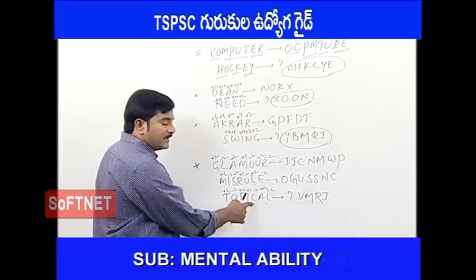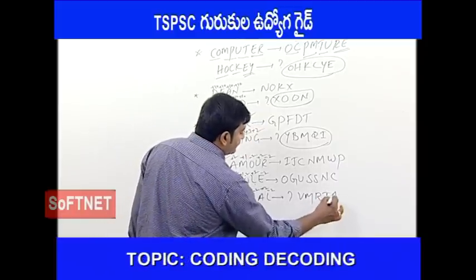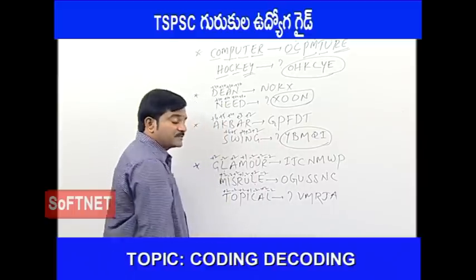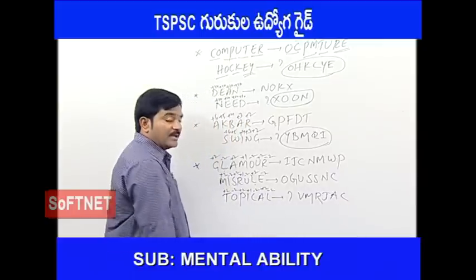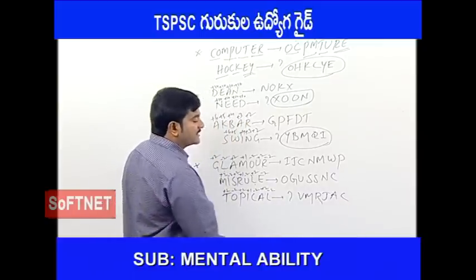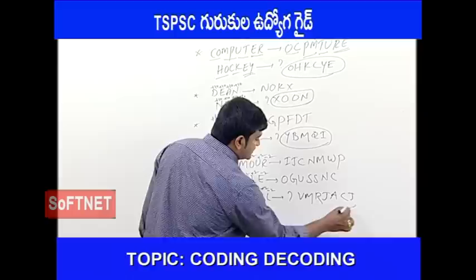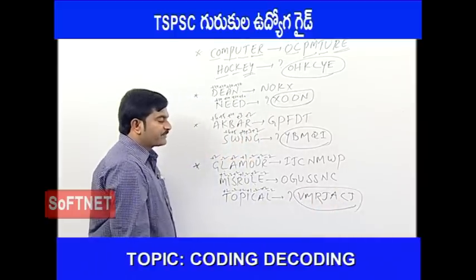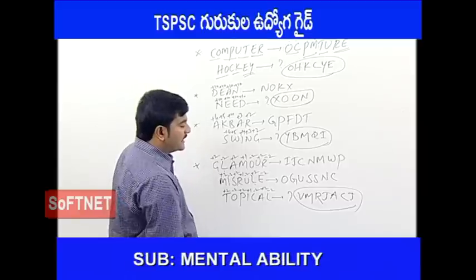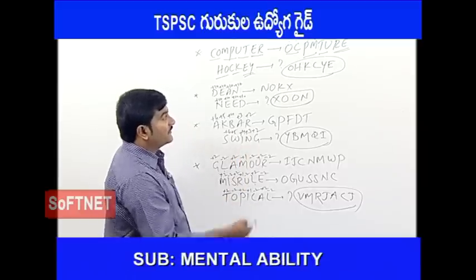C means 3. 3 minus 2 means 1. First letter is A. A means 1. 1 plus 2 means C. And similarly, L means 12. 12 minus 2 means 10. Hence, the answer is J. What is the code for the word? VMRJACJ. So these are the different types.